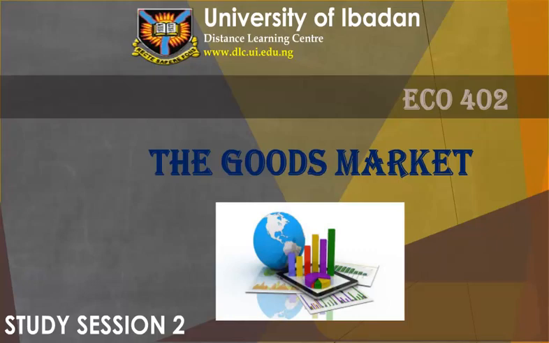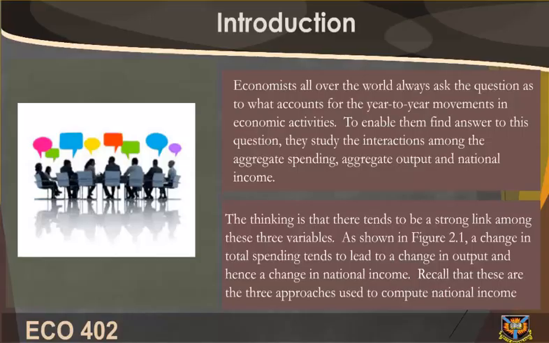Study Section 2, The Goods Market. Introduction. Economists all over the world always ask the question as to what accounts for the year-to-year movement in economic activities. To enable them find answer to this question, they study the interactions among the aggregate spending, aggregate output, and national income. The thinking is that there tends to be a strong link among these three variables.